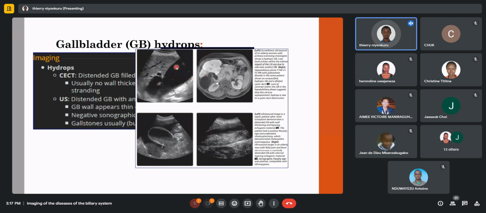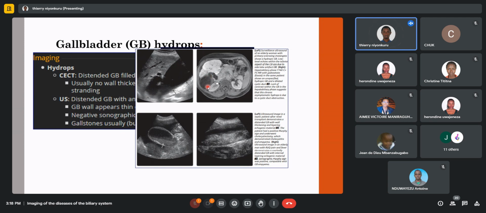Also on this ultrasound scan, this was a patient who had primary cholangitis, but you can see that there is this anechoic content in the gallbladder with posterior enhancement, suggestive of gallbladder hydrops. On this axial T1 sequence, we can visualize that the gallbladder is not taking contrast, but we can see this dilated cystic duct, which was due to a cystic duct obstruction, which has led to the gallbladder hydrops.